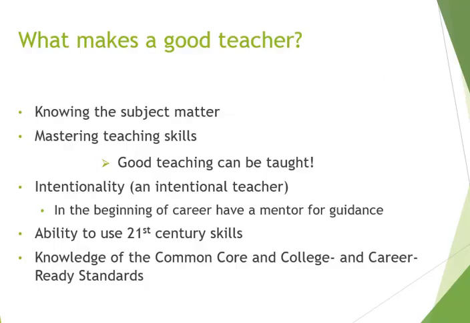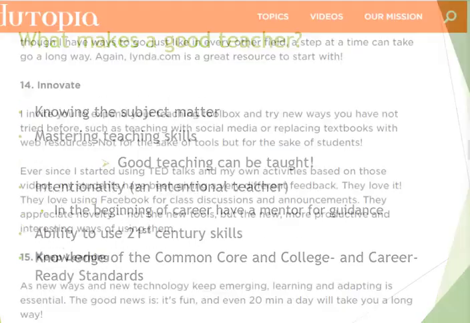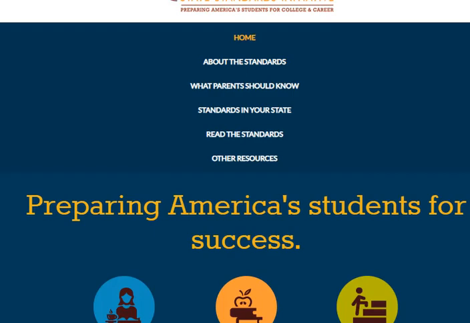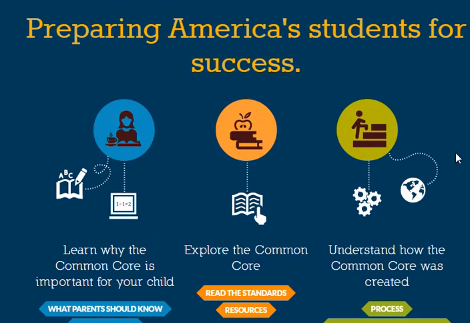Then we have the so-called Common Core and career-ready standards, the idea of understanding what the world expects of children and young adults in terms of their skills and their knowledge. The Common Core, this is from a site called corestandards.org. The Common Core was a comprehensive establishment of the standards that children are expected to be able to learn.